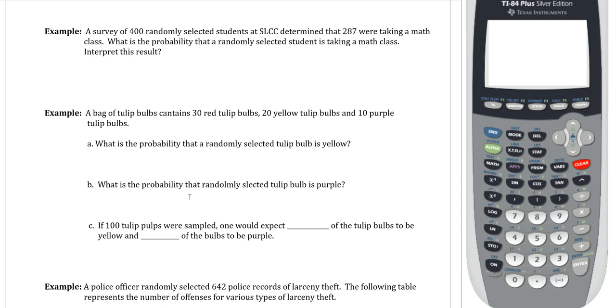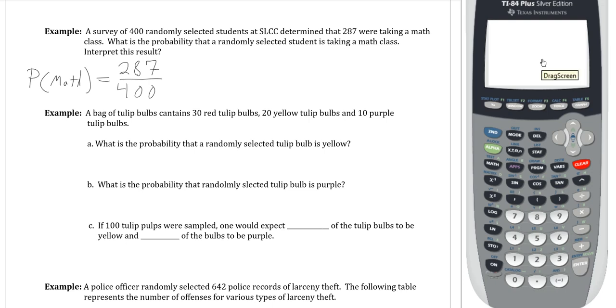A survey of 400 randomly selected students at SLCC determined that 287 were taking a math class. What is the probability that a randomly selected student is taking a math class? And what we're also going to do is interpret that result. Well, if I were to find this probability, I'd say, all right, well, probability of math, something like this. It's always good to start getting down with this notation, making your own. The probability of taking a math class should be a fraction of how many are taking a math class out of the overall total. In this case, the total amount of people taking a math class is 287 out of the total students observed, which is 400.